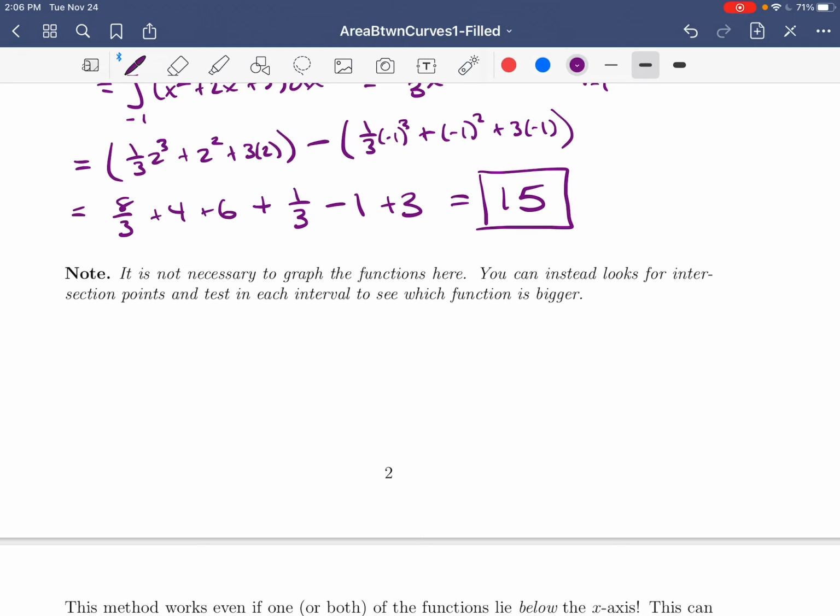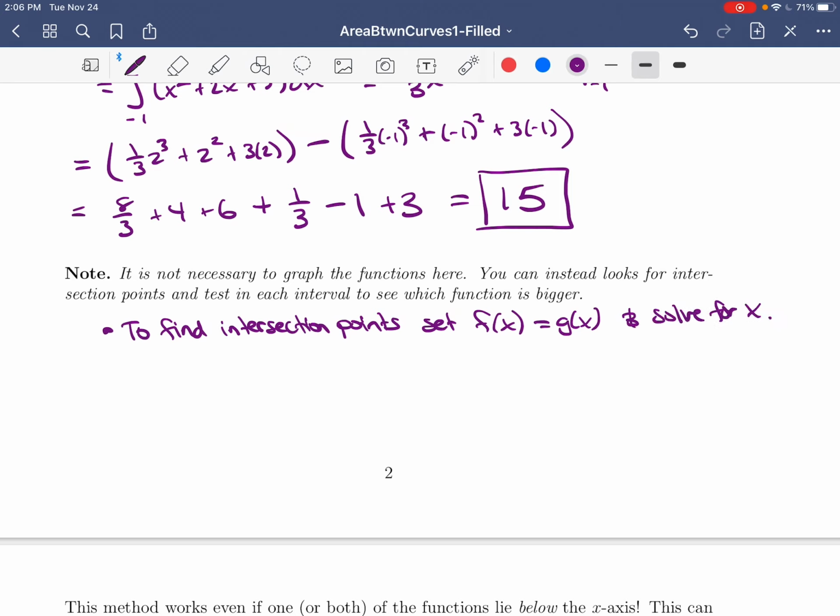Like I mentioned earlier, it's not necessary to graph the functions. You can just look for the intersection points and then test each interval. So I'm just going to outline again. To find intersection points, we set the two equations equal to each other and solve for the x values, any x values that do that. And then we use these x values of the intersection points to break up the interval.